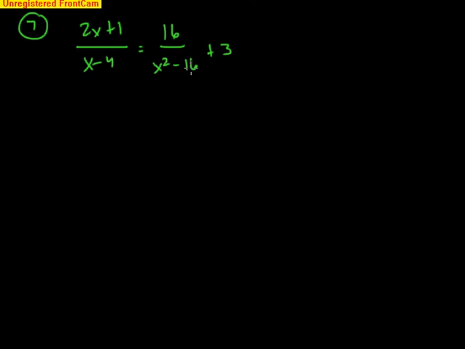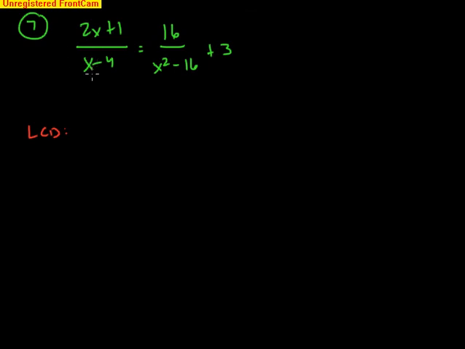Okay, so here's our very last problem of the year, very last YouTube problem. This says (2x + 1)/(x - 4) = 16/(x² - 16) + 3. And this problem is different than the last one because it's not a proportion. It's not one fraction equal to another. It's one fraction equal to a sum of fractions. So we must use an LCD in this problem.